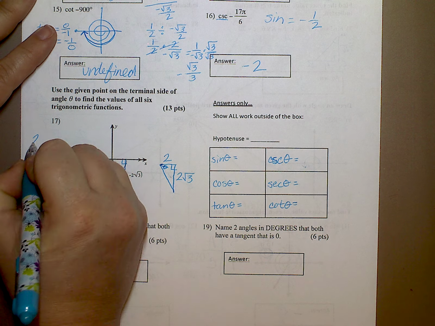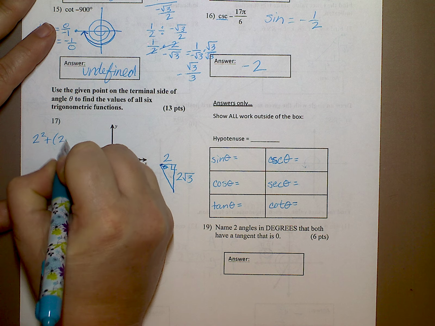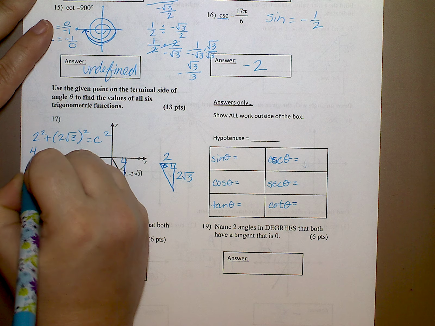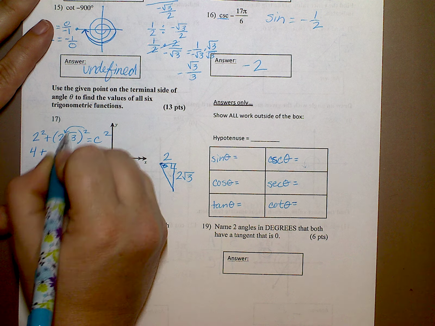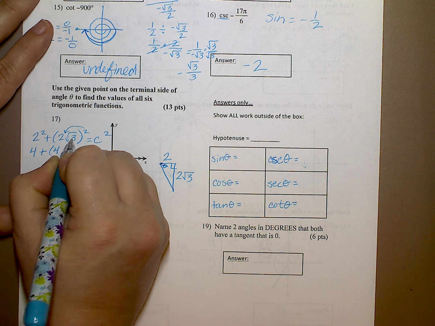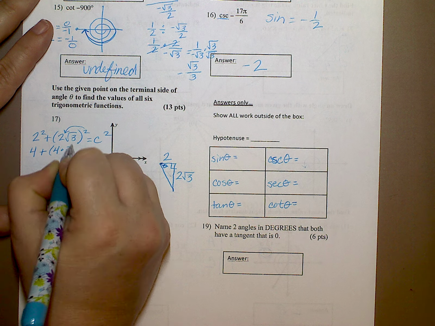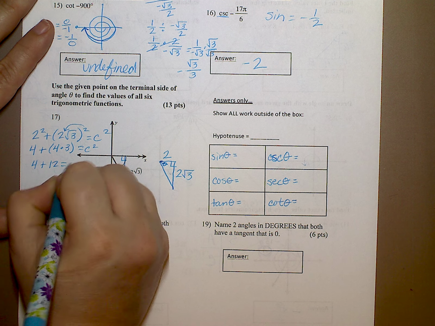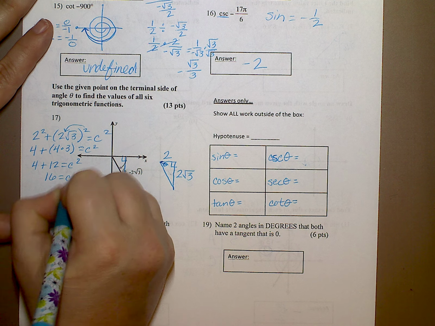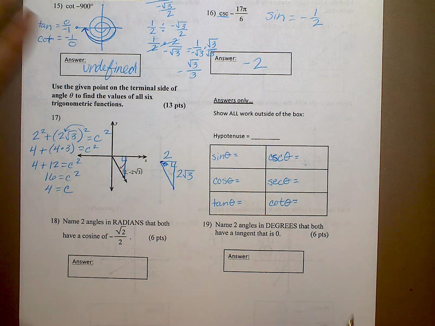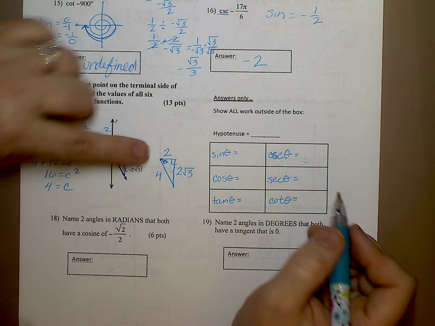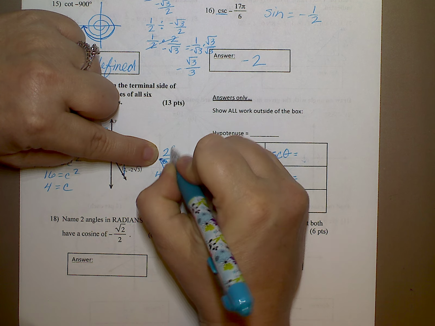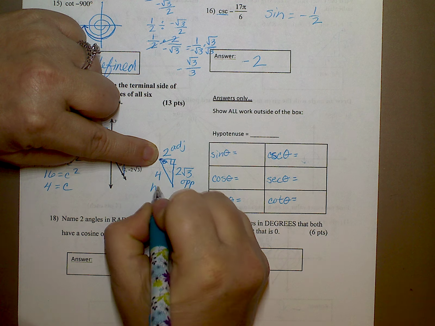Pythagorean theorem. 2 squared plus 2 radical 3 squared is c squared. So 4 plus, remember I have to square the 2 and the radical 3. 4 times, let's see, radical 3 squared is 3. So 4 plus 12 is c squared. 16 is c squared. So what does c equal? 4. So I'm going to label these. 2 radical 3 would be my opposite. 2 is my adjacent. 4 is my hypotenuse.